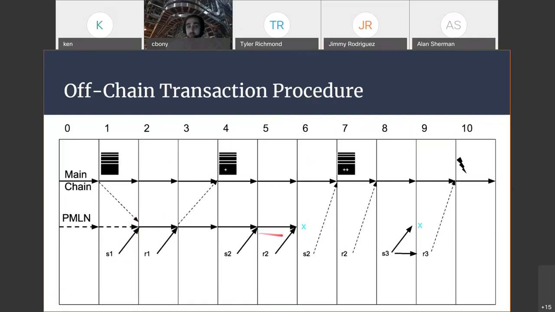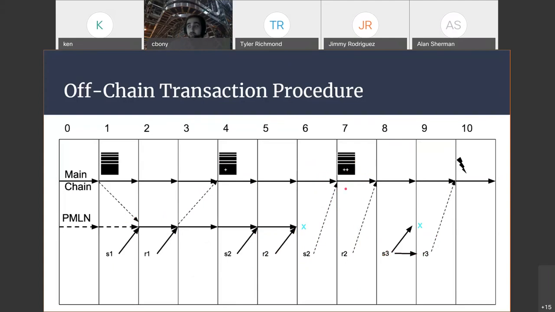Suppose they do that once again, but the PMLN has completed and it dies. Of course, these are not the only two people using the PMLN, so just keep that in mind. Then they can just use the traditional Lightning Network to interact off-chain. Additionally, they can just use the Bitcoin network properly. And those are all options.